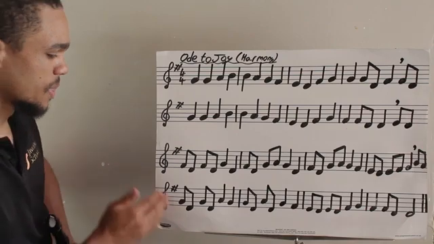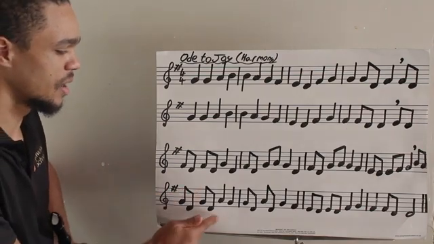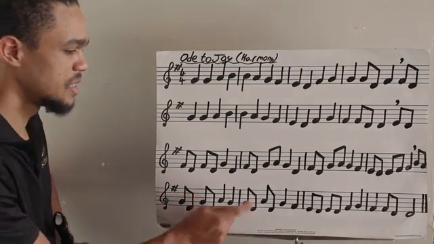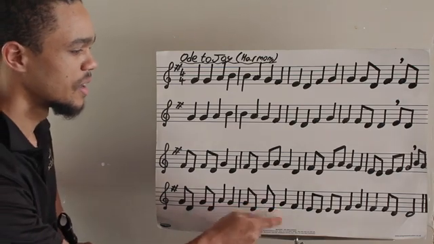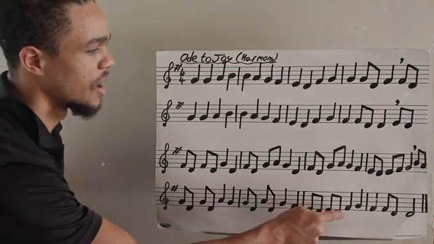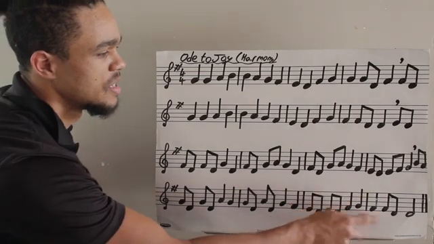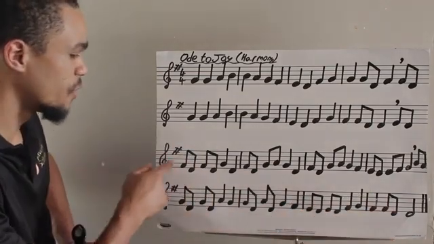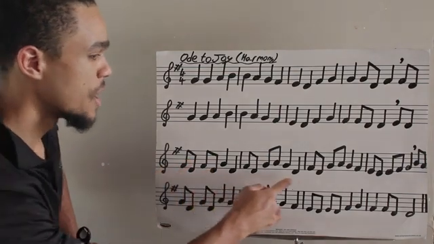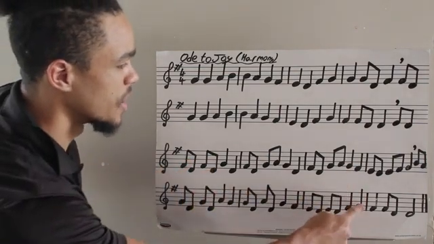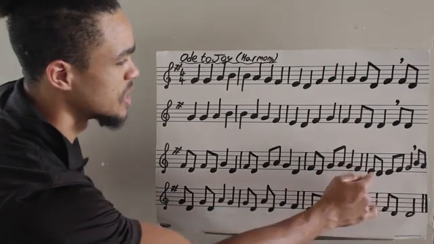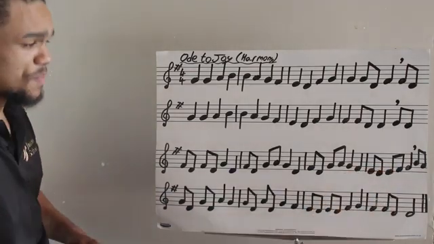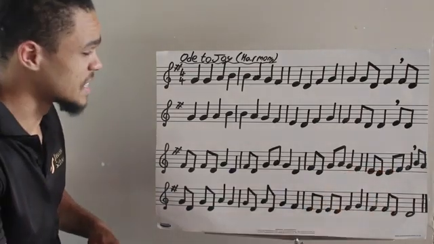Let's go line number 4. Ti, ti, ti, ti, ta, ta, ti, ti, ti, ti, ta, ta, ti, ti, ti, ti, ta, ta, ta, ti, ti, ta. So everything in line 3 and 4 is exactly the same rhythm up until this bar, all right? So up until here. And then it changes into that last bar.